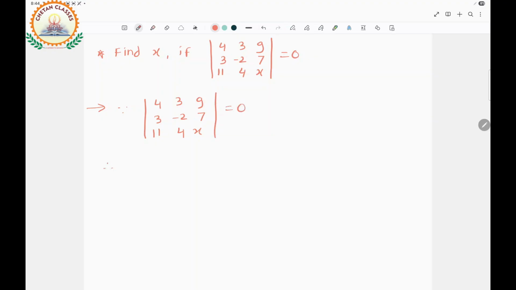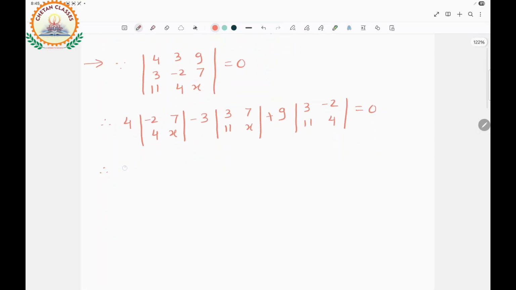We know the formula for how to find the determinant of order 3x3. So apply this formula. So 4 into the determinant of minus 2 7 / 4 x, minus 3 into the determinant of 3 7 / 11 x, plus 9 into the determinant of 3 minus 2 / 11 4 is equal to 0. Therefore 4 into (minus 2x minus 28) minus 3 into (3x minus 77) plus 9 into (12 minus of minus 22, that is plus 22) is equal to 0.